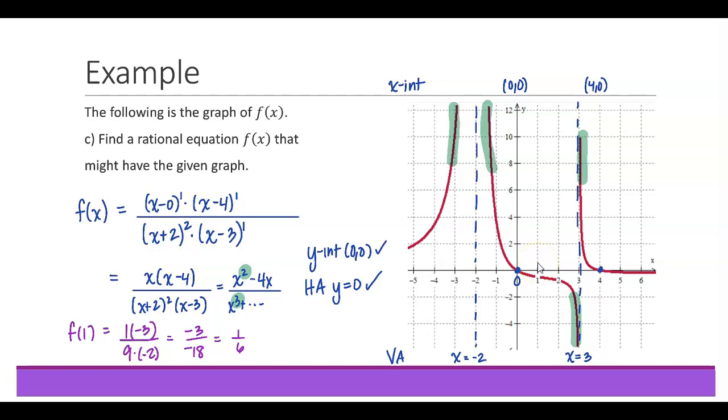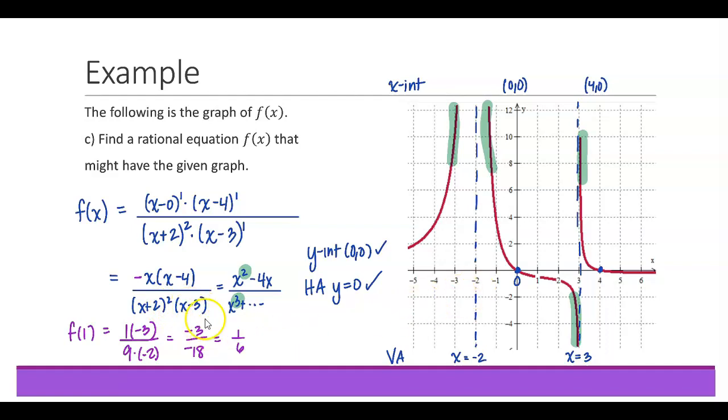So what that means is that I have to go ahead and multiply by a negative with my function up here. So I'm going to have negative x times the quantity x minus 4 over the quantity x plus 2 squared times the quantity x minus 3.